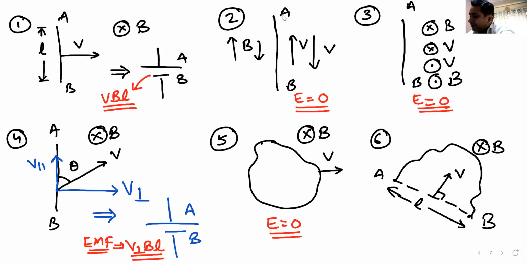How do I replace it by a battery now? V cross B. A becomes positive. B becomes negative. V cross B. A becomes positive, B becomes negative. And remember, it is equal to VBL. Do we understand this? Yes, sir. How did I get this?